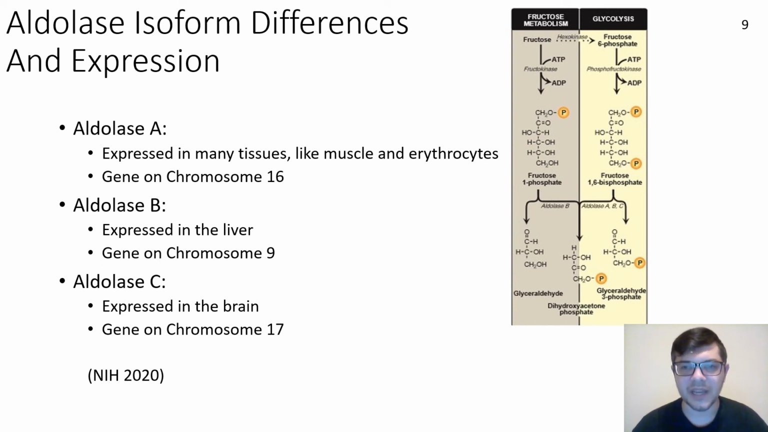Now the picture I have in the top right there shows glycolysis. Aldolase A, B, and C are all involved in those. But also fructose metabolism, aldolase B can function in fructose metabolism. So that is very important, especially in the liver.